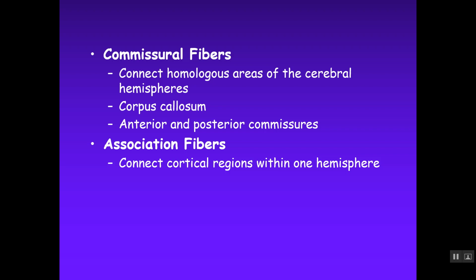They're much smaller. And then we have association fibers. Association fibers associate one area of the cerebrum with another on the same side. And they tend to run more anterior to posterior because our cerebrum's kind of laid out that way. They connect cortical regions within one hemisphere because they allow association of information within that hemisphere.